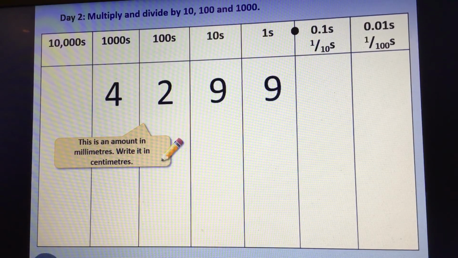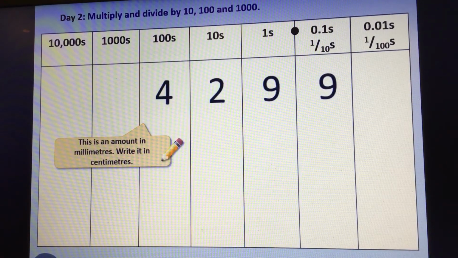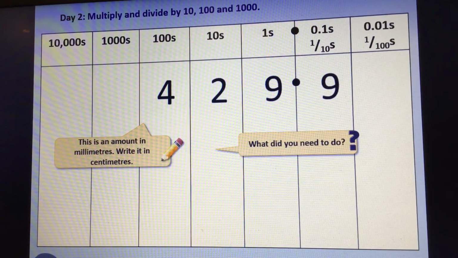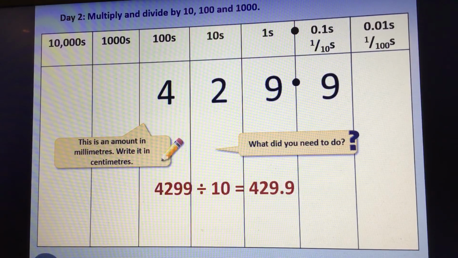Write it in centimetres. Can you do that now? Okay, there it is. Again, we're moving the numbers. We're not moving the decimal point because if we move decimal points around, it'll become really difficult for us in all sorts of ways further on with our maths. So we've got here 429.9. We divided it by 10 this time.